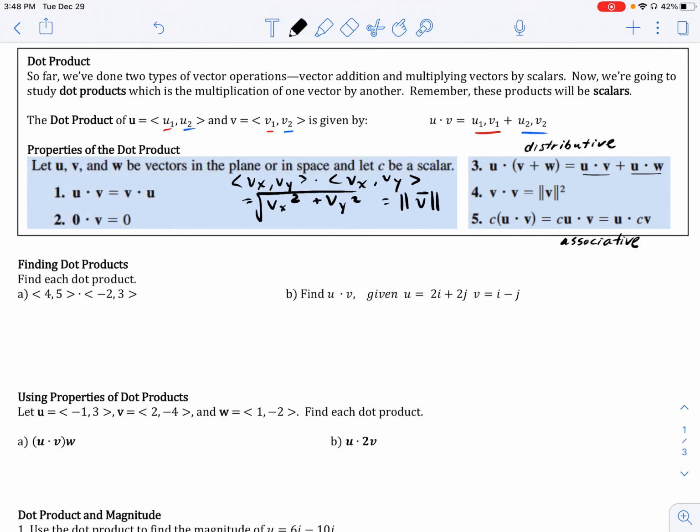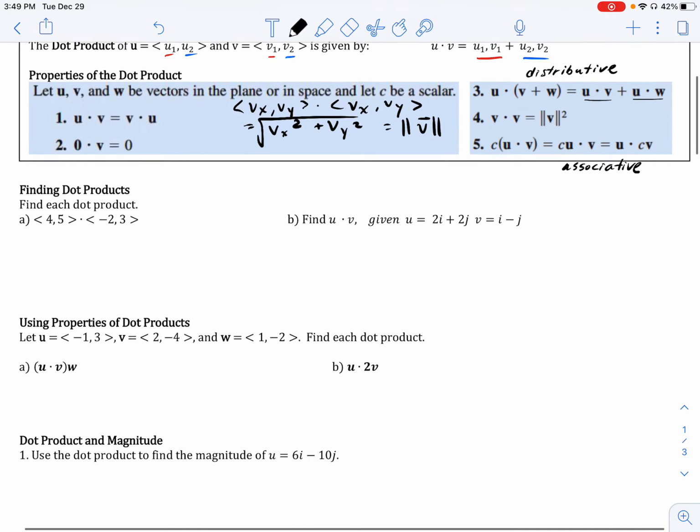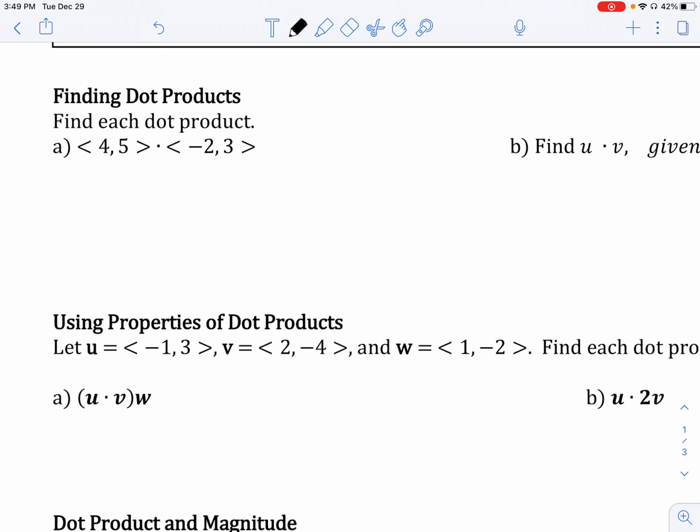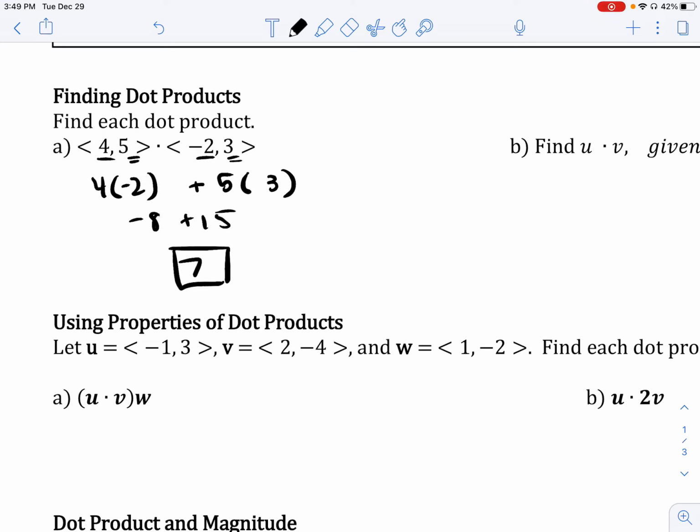But let's just do a couple of quick examples of finding dot products. Looking at A, if I ask you to find the dot product of these two vectors, it's about as easy as it gets at this level. We would just simply find 4 times -2. So we're going to multiply together our horizontal components. And then we would add that to 5 times 3, our vertical components. And that would just give us -8 plus 15. Our dot product is 7. Again, we don't get a new vector from this, we get a scalar.